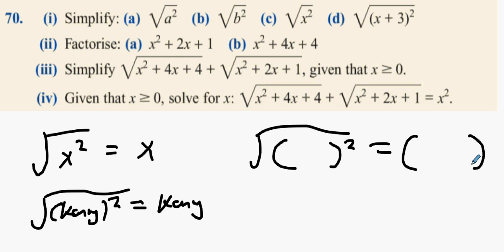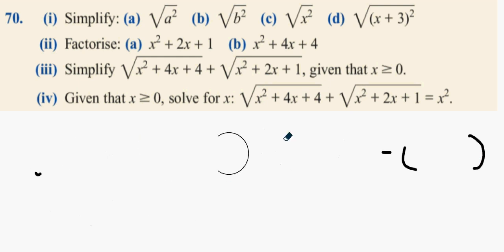Everybody get the gist? Now here's what you're going to do. What's the answer to square root of a squared? A. Square root of b squared? Square root of x squared? Square root of x plus 3 squared?